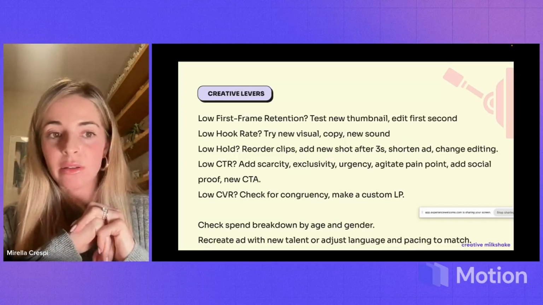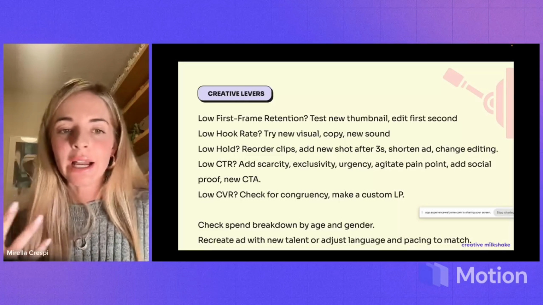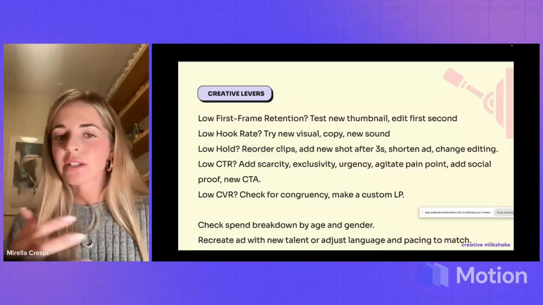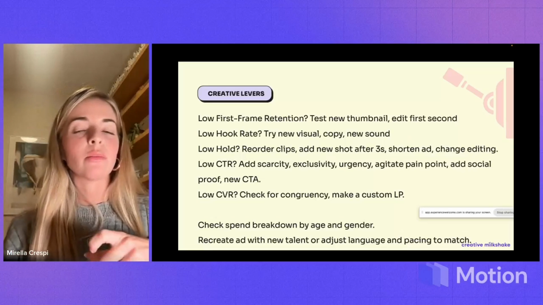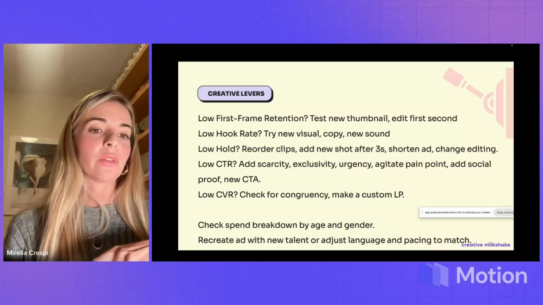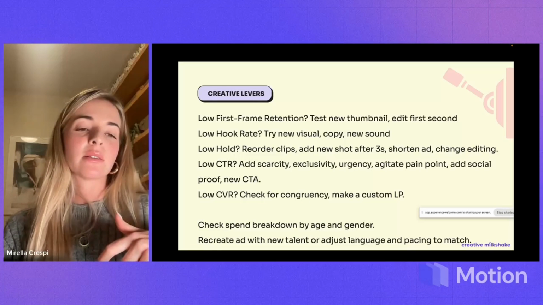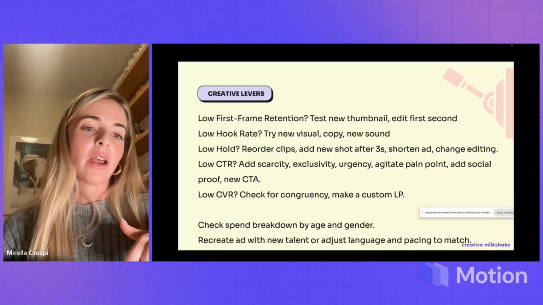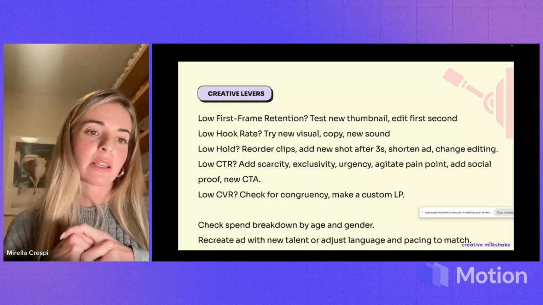Sound effects as well. If you have a low CTR, try adding in messages of scarcity, exclusivity, urgency, agitate the pain points a little more, add in some social proof, some credibility as well, and then add in a new CTA. What I mean by credibility is like sometimes you have PR features and things like that.